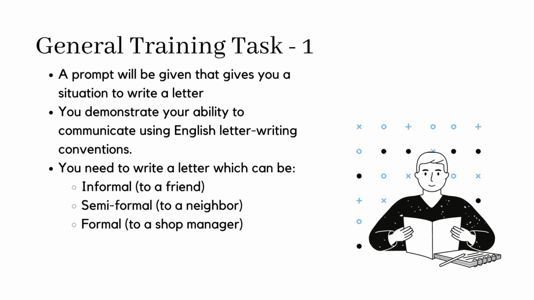Second is semi-formal letter, which you can write to a person whom you know by name, but you choose to and should respect them. For instance, writing to a neighbor. And lastly, formal letter, which you have to write to a person who is at a higher position at some place. For example, to a shop manager. I hope the difference between the different types of letters is clear to you. If not, please write in the comment section. We will be more than happy to clear any doubts that you may have.